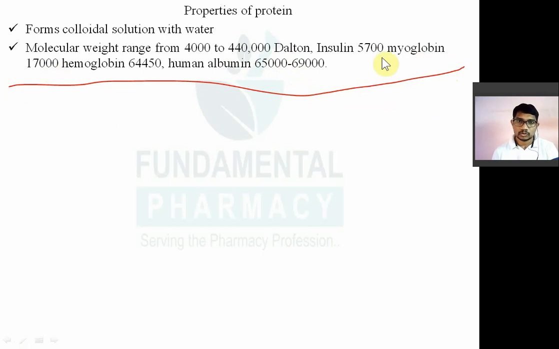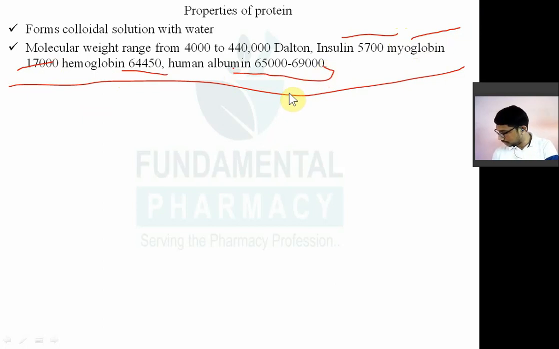So remember over here, insulin ka molecular weight hai aapka 5700. Myoglobin that is present in the muscle has a molecular weight of 17,000. Okay, then hemoglobin ka kitna hai, 64,400 daltons. And this albumin will have a molecular weight in a range of 65 to 69,000 daltons. This was a question in GPAT.